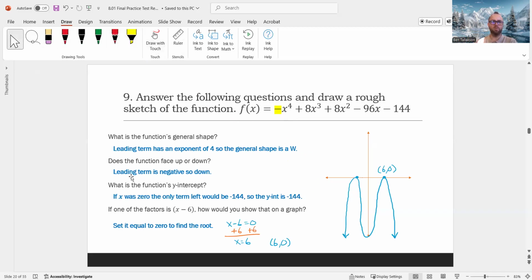Now, what's the function's y-intercept? Well, if x was a 0, just think about what would happen. You don't even need to show the work. All of this would multiply times 0, so the only thing left would be negative 144. So that's our y-intercept.